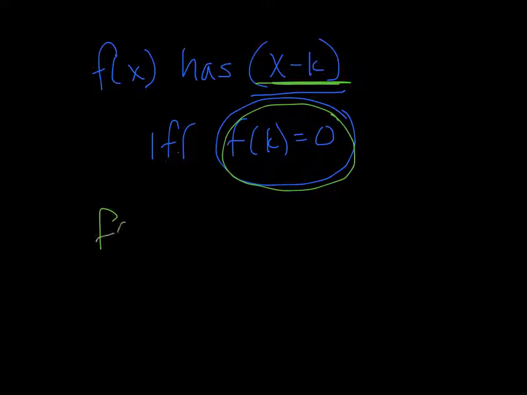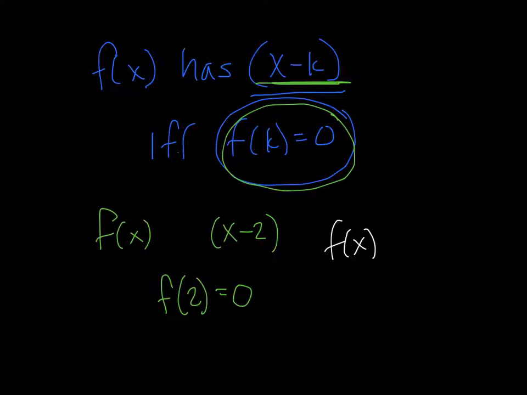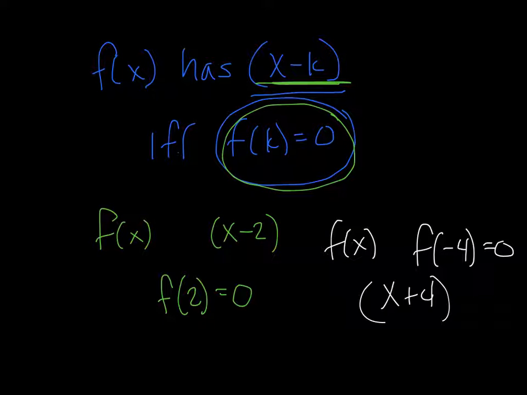So let's say I had a function, and I know that x minus 2 is a factor. Then I also know that f of 2 equals 0. Or let's say I have another function, and I know that f of negative 4 equals 0, well then I know that x plus 4 is a factor and will divide evenly into my polynomial.